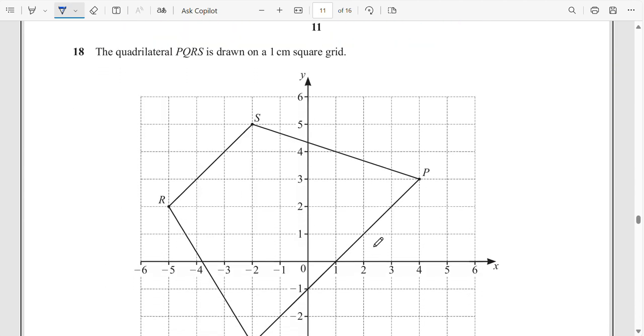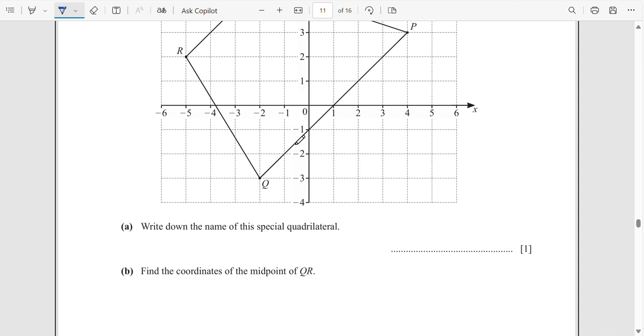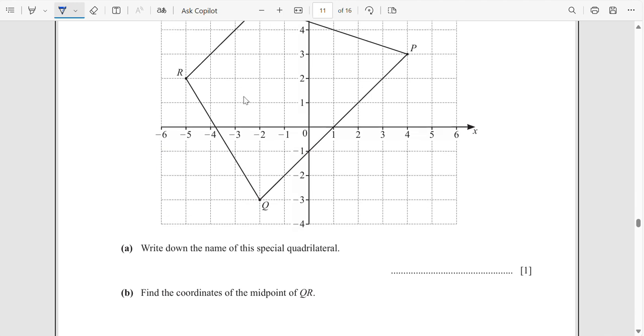The quadrilateral PQRS is drawn on a 1 centimeter square grid. Write down the name of this special quadrilateral. So if it has two bases and a height, it's a trapezium.